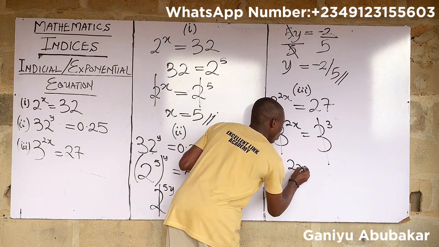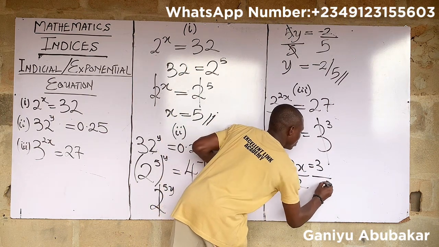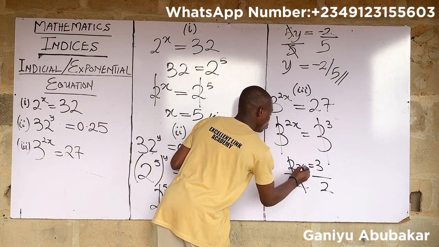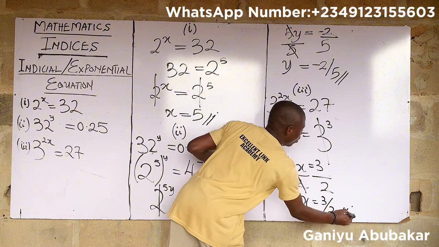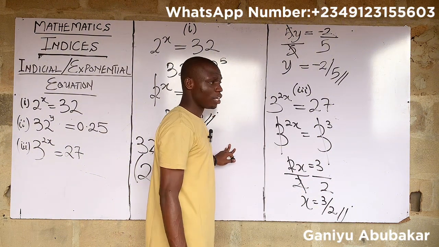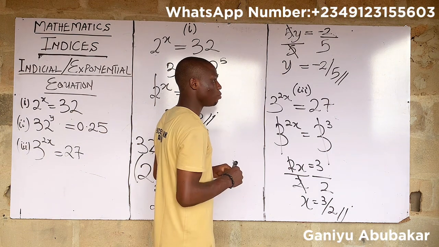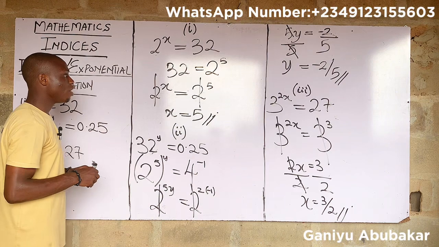I'll be having 2x equal to 3. Find x. Divide by 2, divide by 2, 2 cancels 2. I will have that x is 3/2. This becomes my answer after solving this initial equation, or you call it exponential equation. So it becomes your answer.